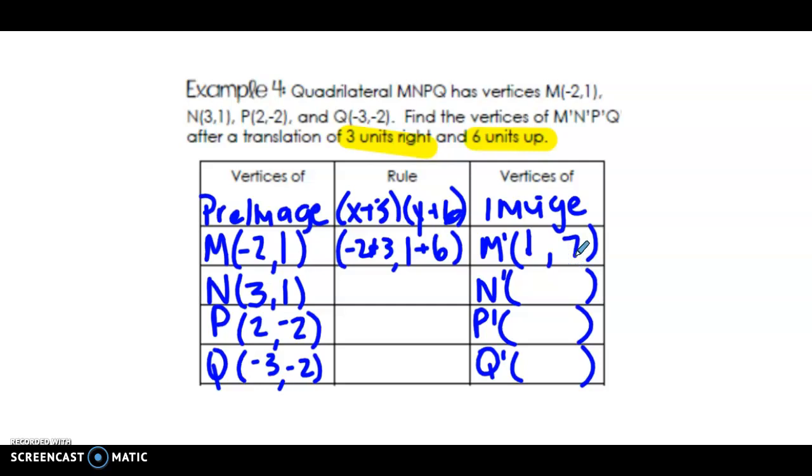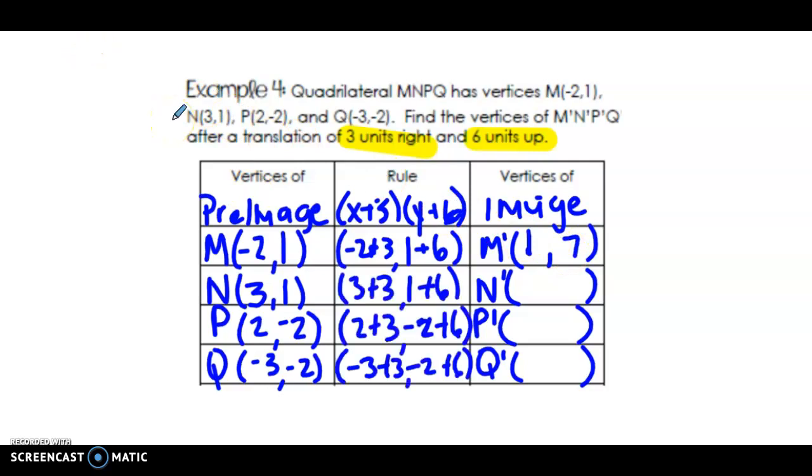So I'm going to go through and finish the rule on the rest. All right, so here's mine. Again, pause it if you want to get caught up. And then we are going to continue. So 3 plus 3 is 6. And then 1 plus 6 is 7. So the new point is 6, 7. And then 2 plus 3, 5. And negative 2 plus 6, 4. And then last one is Q prime. So negative 3 plus 3 is 0. And then negative 2 plus 6 is 4.